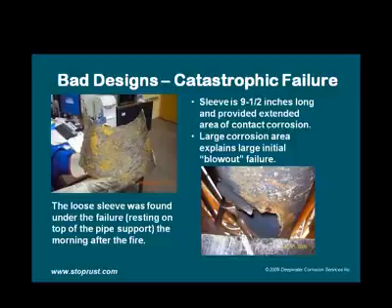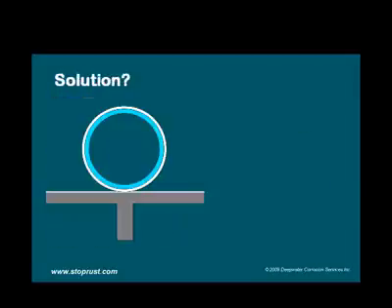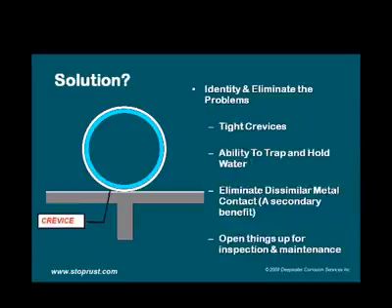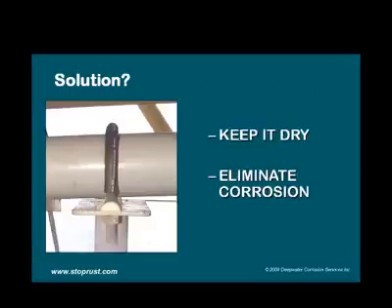So as you can see, that bad design has cost that company lots and lots of money and could have cost lives. In this particular instance, no one was injured, which is a great thing. So the solution is to identify and eliminate the problems, which are tight crevices and the ability to trap and hold water. Eliminating dissimilar metal contact is a secondary benefit, and ultimately you want to open things up for inspection and maintenance. If you keep it dry, you eliminate corrosion.